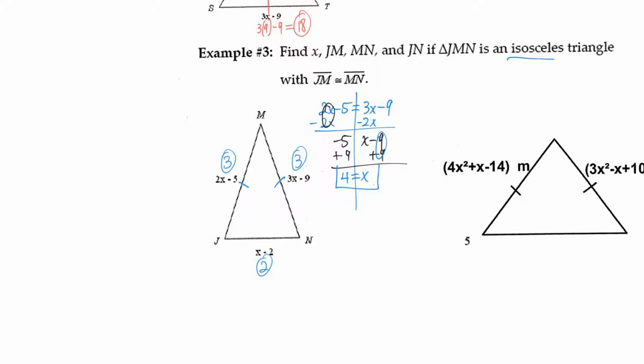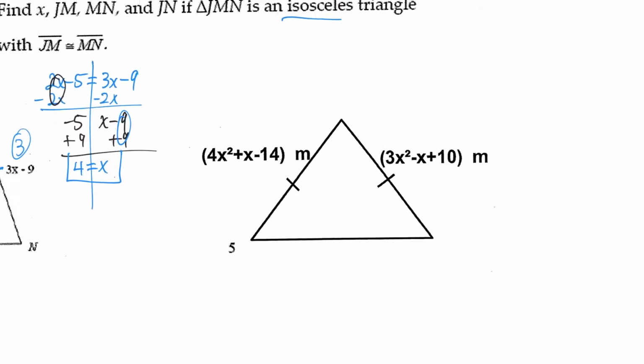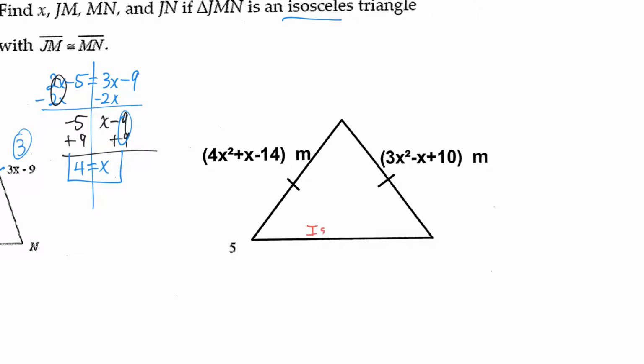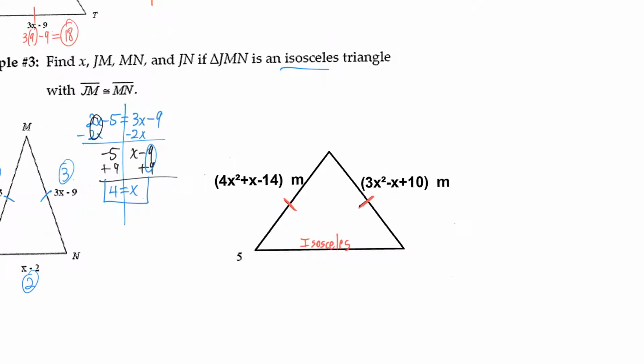Okay, on this last one, what type of triangle is this one? Isosceles. Okay, this is an isosceles triangle. I know that because this side is congruent to this side. So I want to find the value of x on this one. So what do I know about those two sides right there? They're congruent to each other. So we're going to set them equal: 4x squared plus x minus 14 equals 3x squared minus x plus 10.